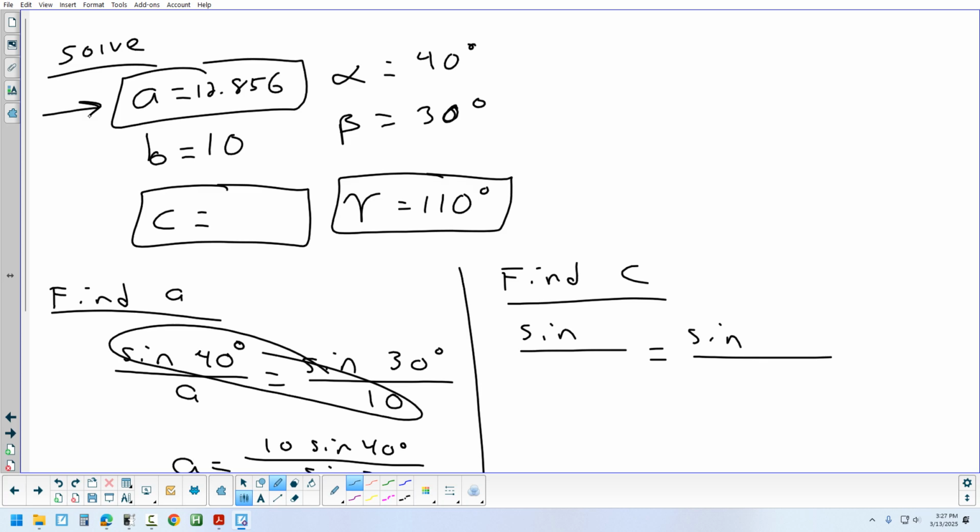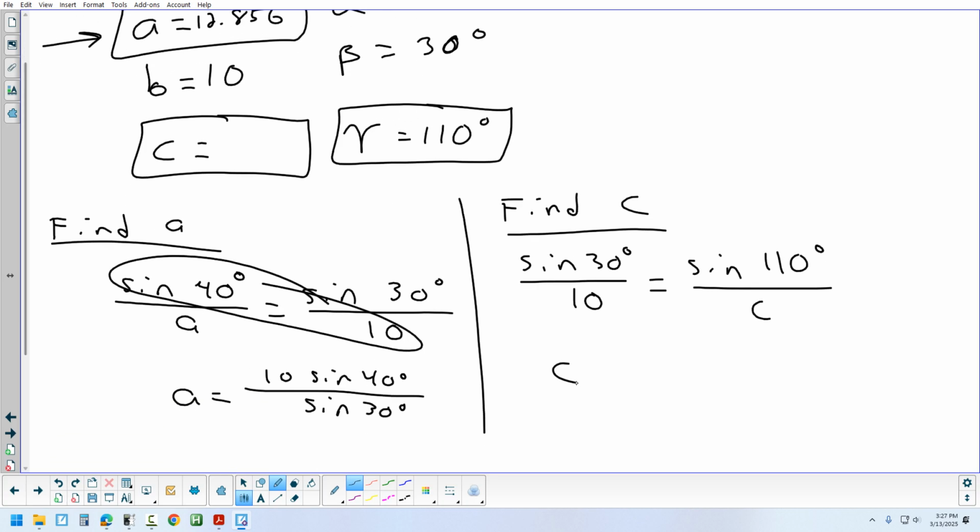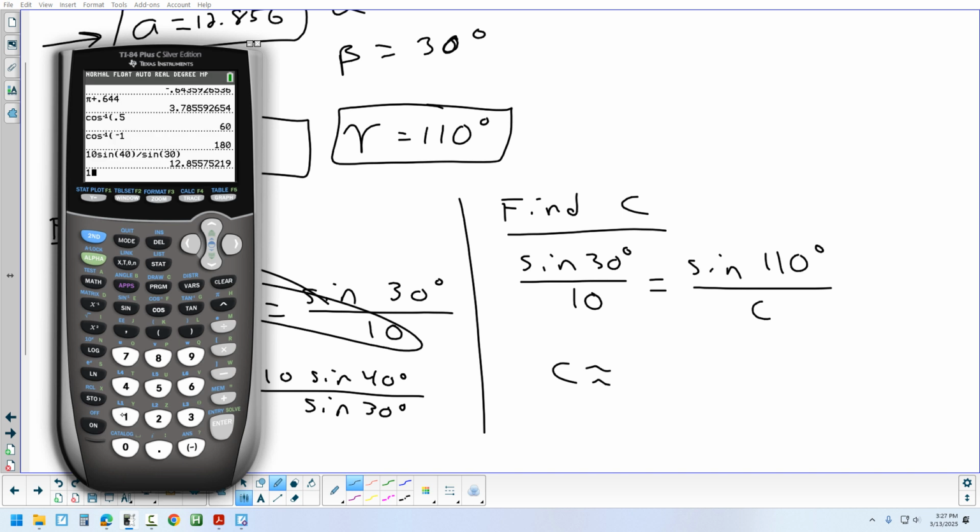All right, so it would be sine 30 over 10, and sine 110 over C. And then we cross multiply the same way. When you cross multiply, you're going to end up with 10 sine 110 divided by sine of 30. So that's going to give you 18.794.